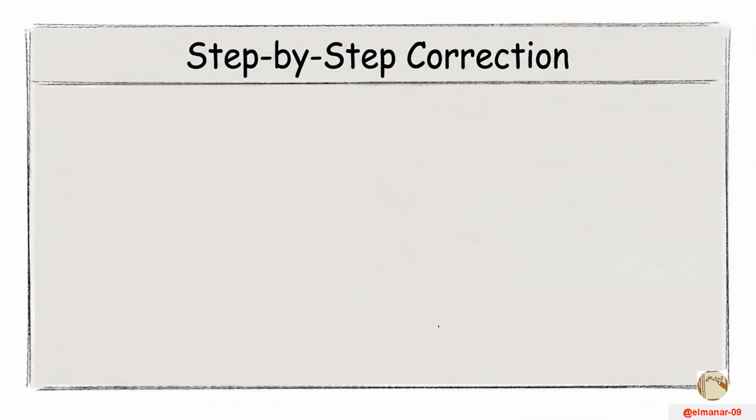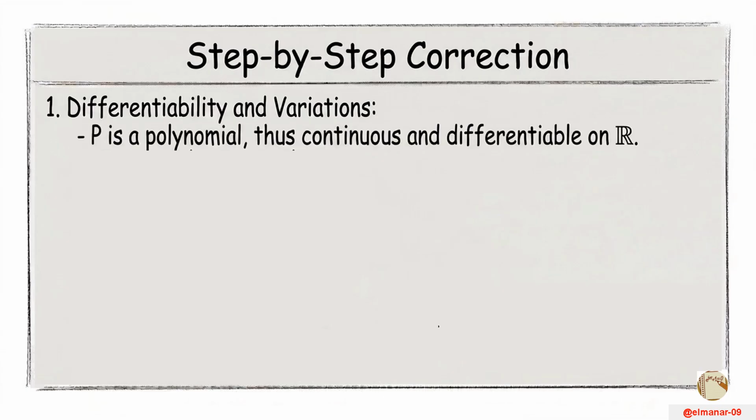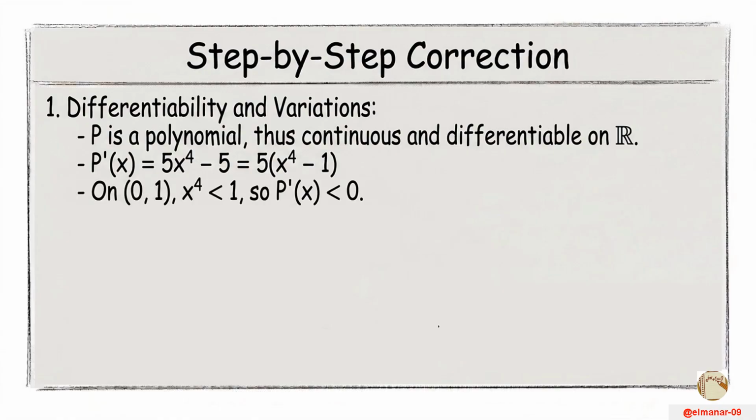Fantastic effort on that exercise. Let's walk through the correction together. For question 1, we look at variations. Since p is a polynomial, it's differentiable everywhere. The derivative p prime of x is 5x to the fourth minus 5, which factors into 5 times the quantity x to the fourth minus 1. On the interval between 0 and 1, x to the fourth is always less than 1, so the derivative is negative. This means p is strictly decreasing.